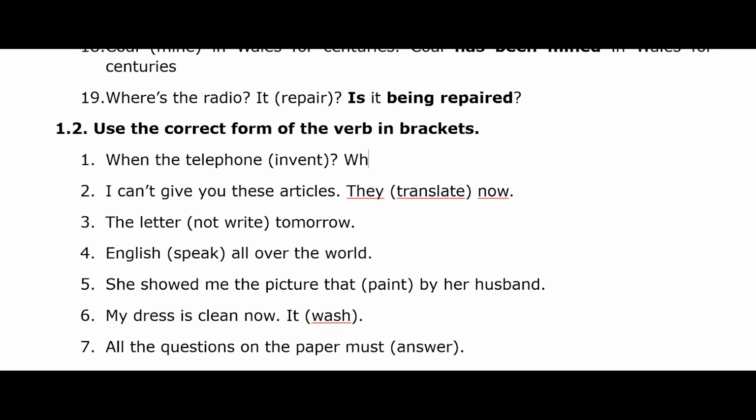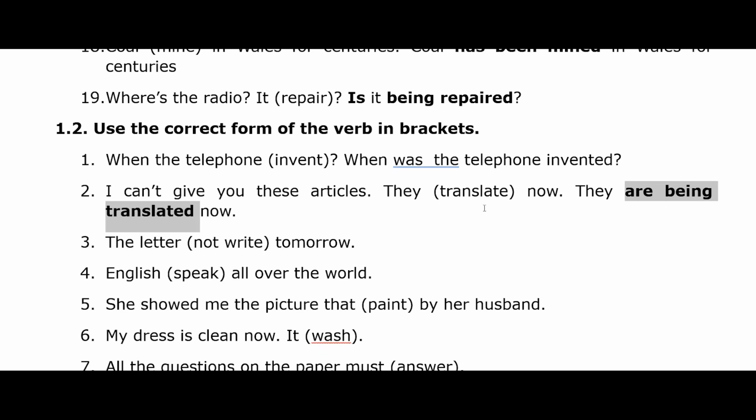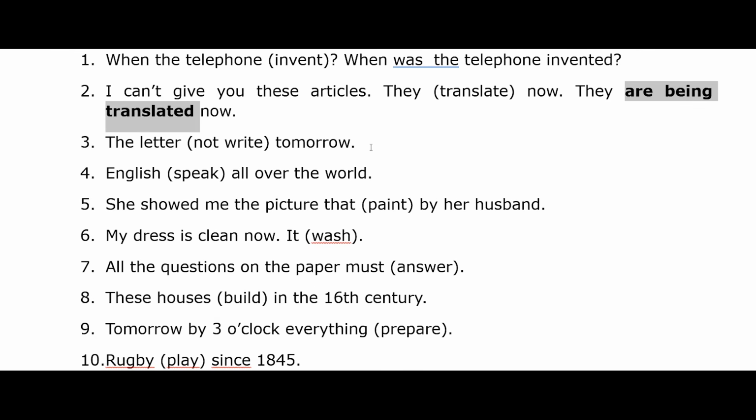The first one. When the telephone... when was the telephone invented? The past simple. I can't give you these articles. They are being translated now. It's the present continuous. The letter write tomorrow. Okay. The letter won't be written tomorrow. Won't be written.